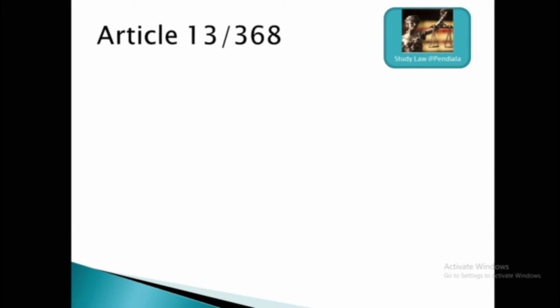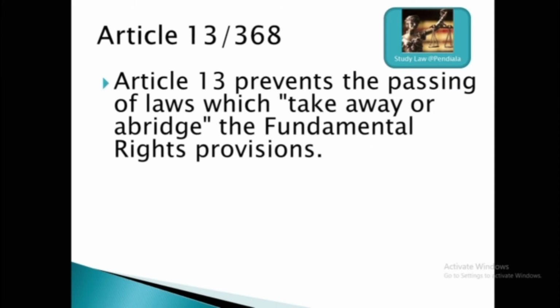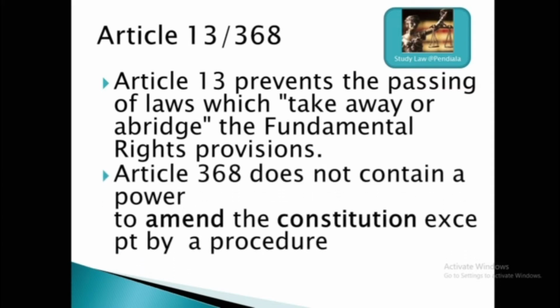So coming back to Article 13 and 368. Article 13 prevents the passing of laws which take away or abridge the fundamental rights provisions. More important is that the fundamental rights also can be changed, but the important aspects of the fundamental rights, which we normally call the basic structure of the Constitution, cannot be taken away by amending through Article 368. And 368 does not contain the power to amend the Constitution except by a procedure.